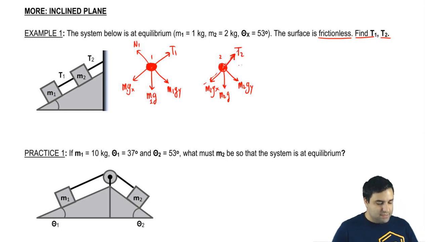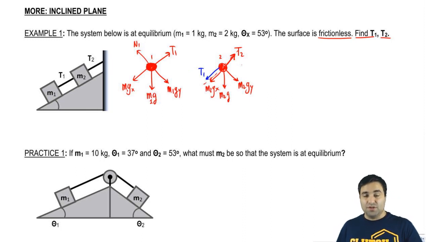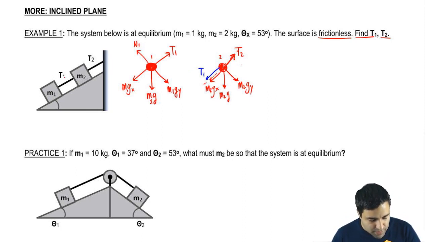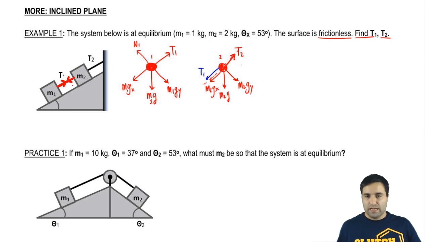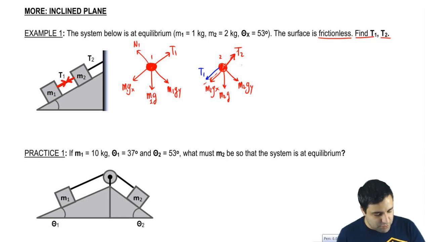And I hope you realize that there's also a tension 1. So if you look at object 2, it's being pulled down by tension 1. Remember, the direction of tension depends on the perspective of the object. So if you're 1, you're being pulled up by T1. And if you're 2, you're being pulled down the plane by T1. Okay, those forces have the same magnitude, just different directions. All right, so now I want to find T1 and T2.